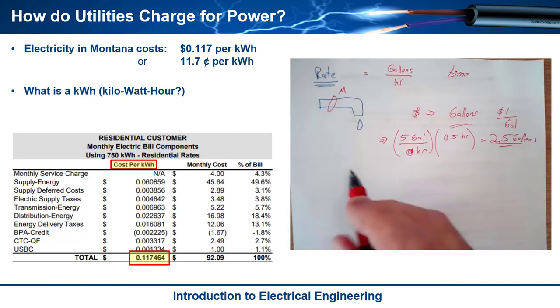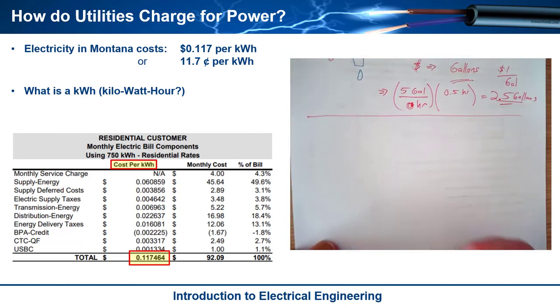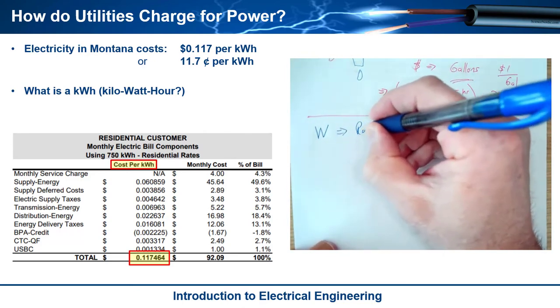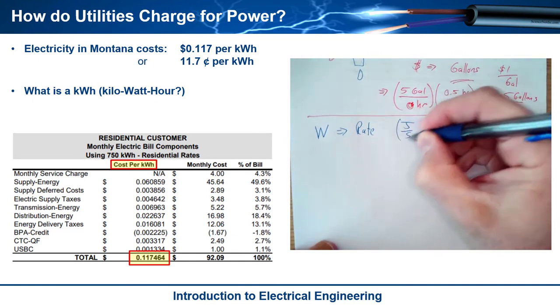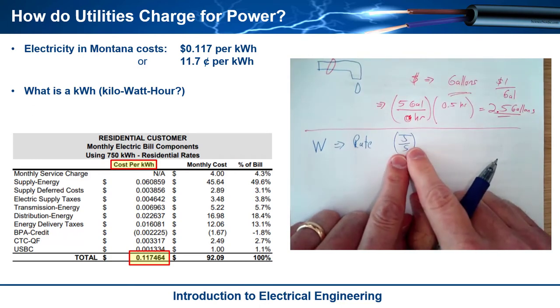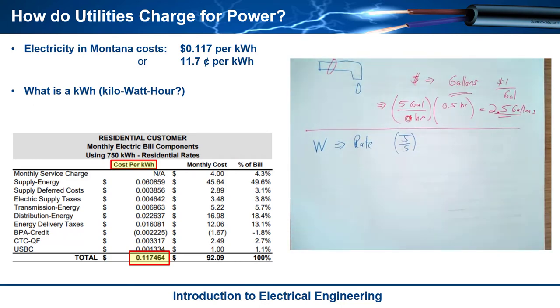Anyway, the reason I do that analogy is because that's how power works too. So if you remember, power is a rate. Watt is actually joules per second. And so with the analogy of gallons with water, we're actually trying to figure out how many joules we actually used. What is the quantity of joules, and that's what we ultimately pay for.